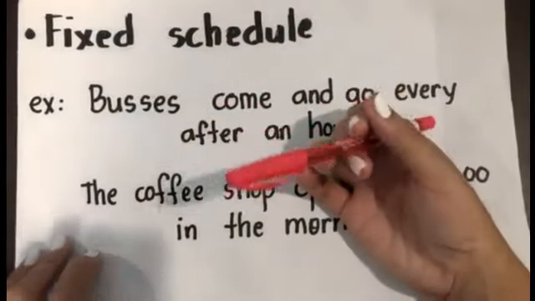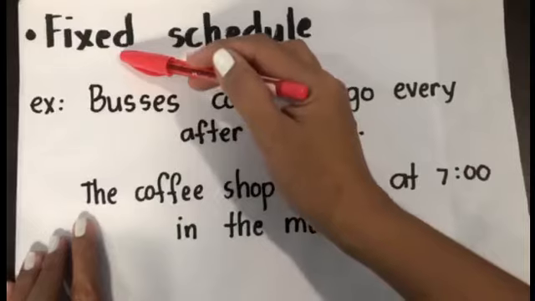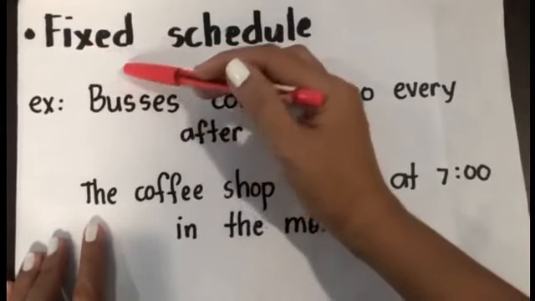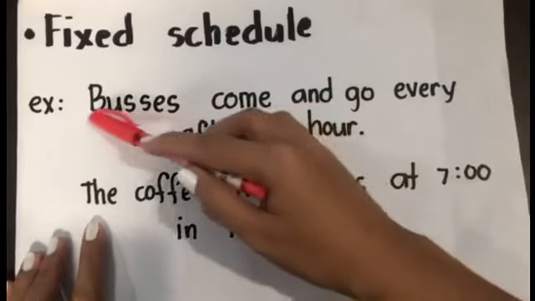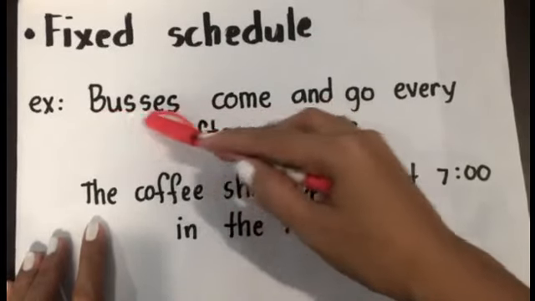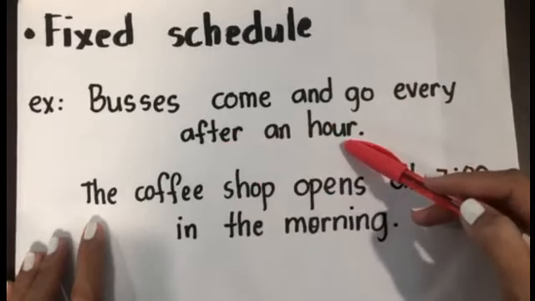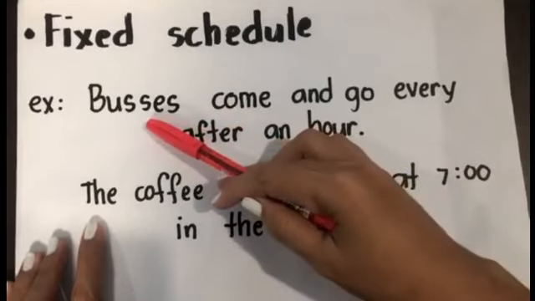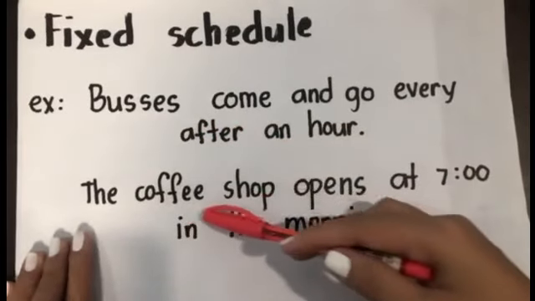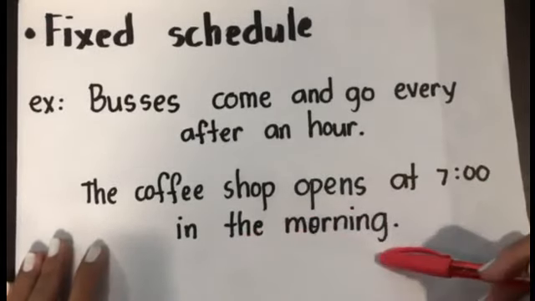Now let's have for fixed schedule. Fixed means already arranged. For example, schedule for the bus or buses. Buses come and go every after an hour. That's the schedule of the bus. Next, the coffee shop opens at 7 o'clock in the morning.